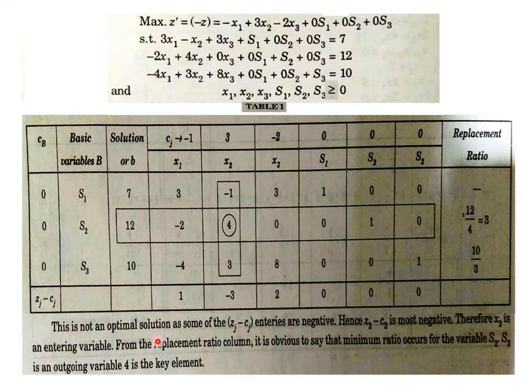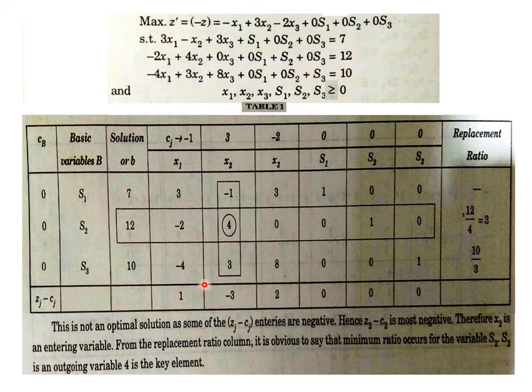Why? Because we have at least one value of Zj minus Cj as negative. If all values are non-negative, meaning 0 or positive, then we say it's an optimal solution. It's not the case in the first table here. And minus 3 is the only negative value. It's the most negative, and it is Z2 minus C2, as x2 is there. And x2 will enter, so it's the entering variable.